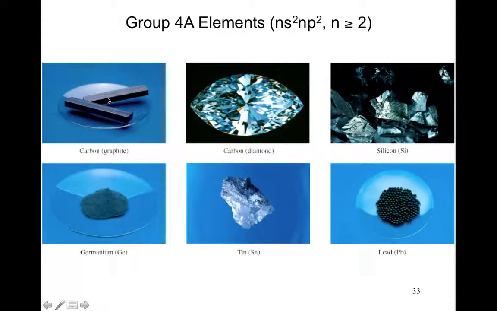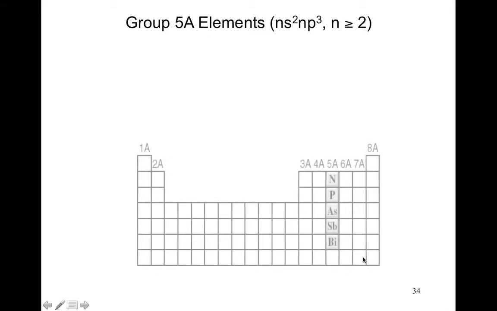And so here's some examples. Carbon: graphite, that's the form of carbon that's in mechanical pencil lead and your regular wooden pencil lead too. Another form of carbon is a diamond. Then here's your silicon down here, germanium, tin, kind of a cool looking one. And then it looks like little lead pellets perhaps.